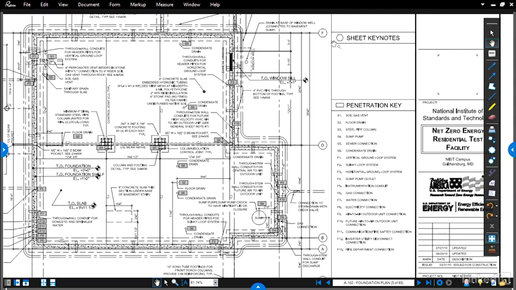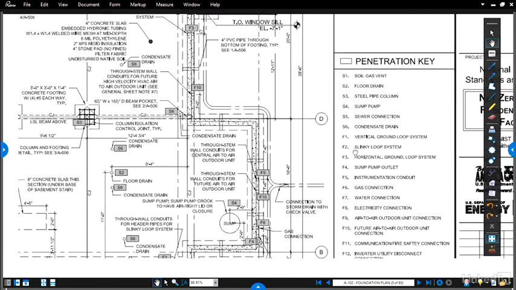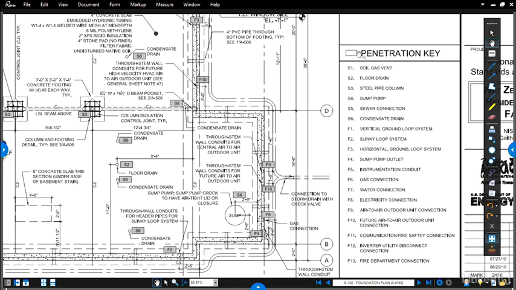Above it, you see another key that is not used on this particular sheet that would be a letter or a number inside of a hexagon, and we'll look at some examples of where that's used in some future videos. But for now, I want to know what this S6 means. So I come over to the key, and I can immediately see that S6 is a condensate drain.